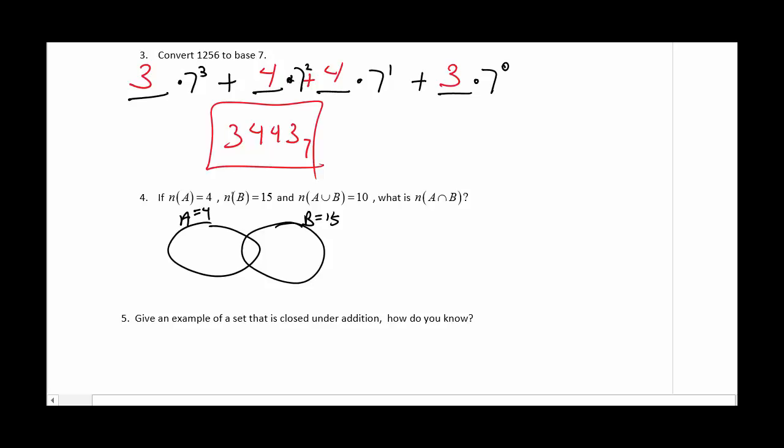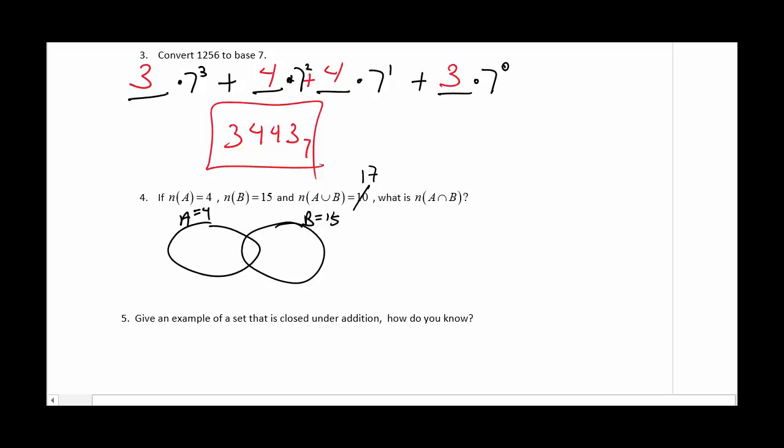Okay. So the problem here is B has 15 elements in it. So if I look at the A or B together, that has to have at least 15 in it. So that's a typo on my part. So it's got to be something bigger than 15. So we'll say 17 elements between the two of them. I'm the teacher. I can do that.